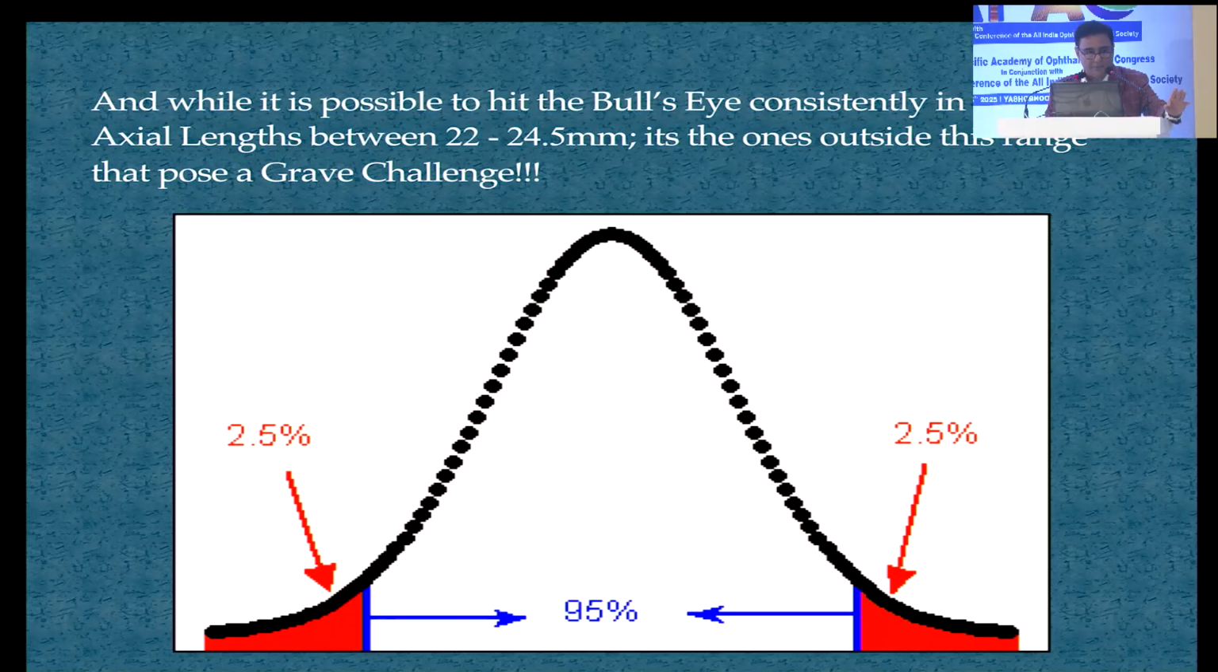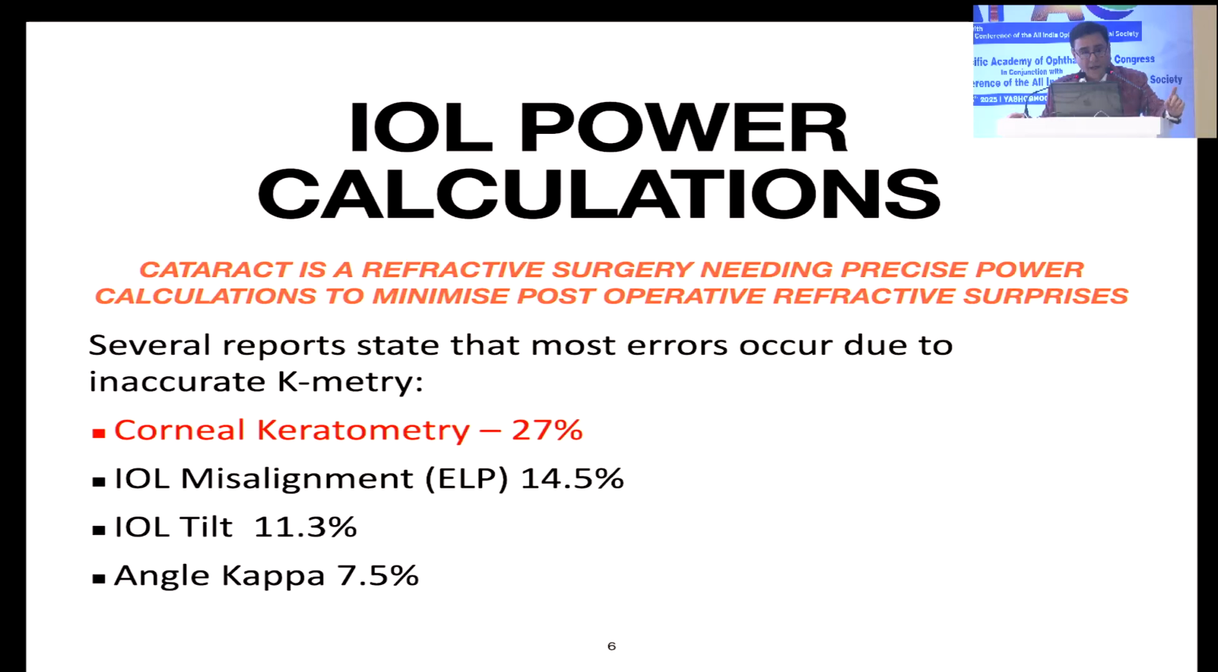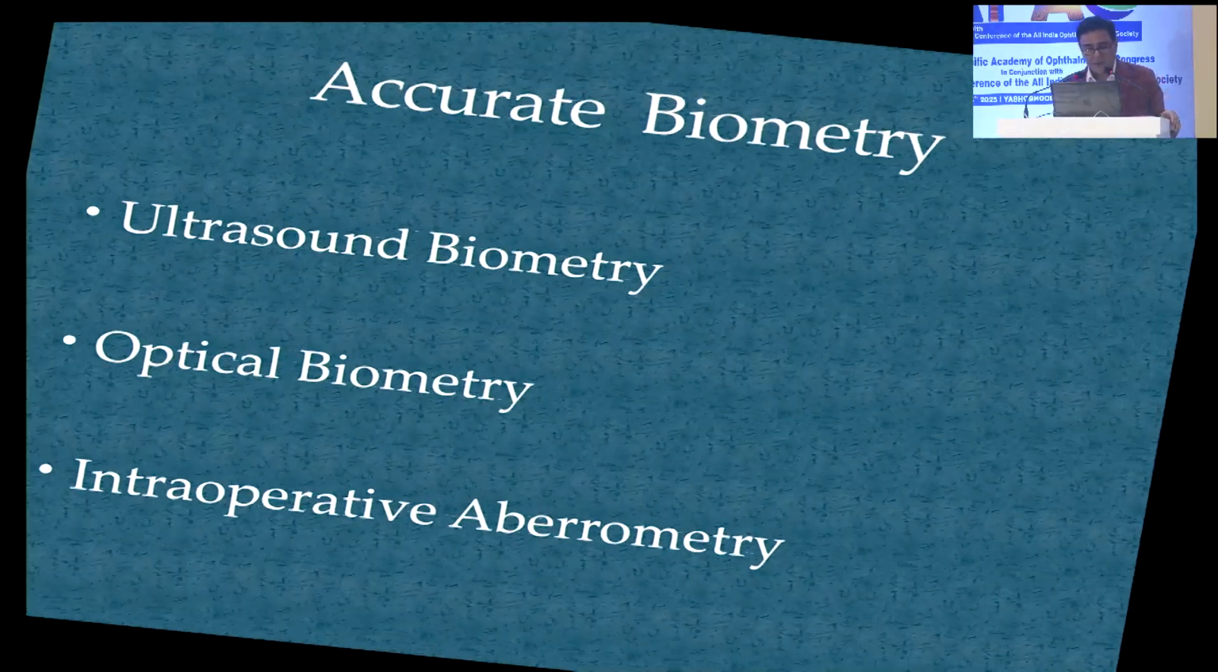In normal cases, we are at 95% as far as biometry is concerned. There are two important things, biometry and formula. In IOL calculation, the maximum error comes from corneal keratometry, which is 27%, IOL misalignment 14%, IOL tilt 11%, and angle kappa 7%. So now you need to address each part of this as to how you can avoid it.